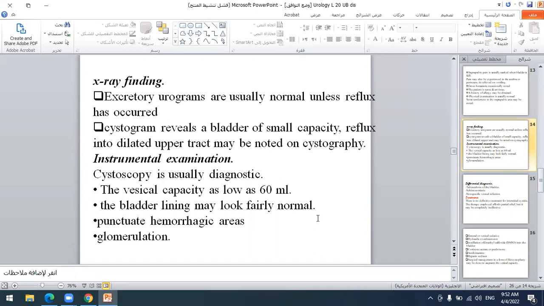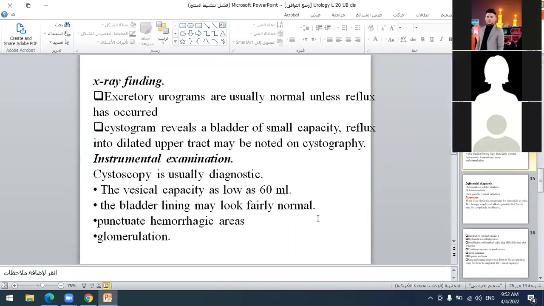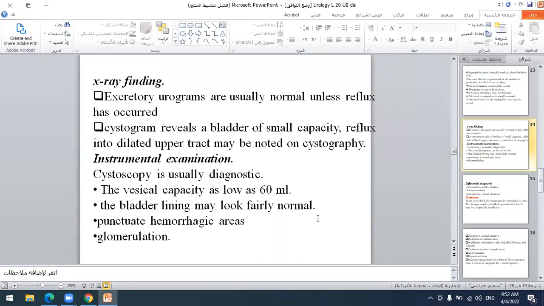Instrumental examination. Cystoscopy is usually diagnostic. The vesical capacity may be as low as 60 ml. The bladder lining may look fairly normal. Punctate hemorrhagic areas and glomerulations may be seen.